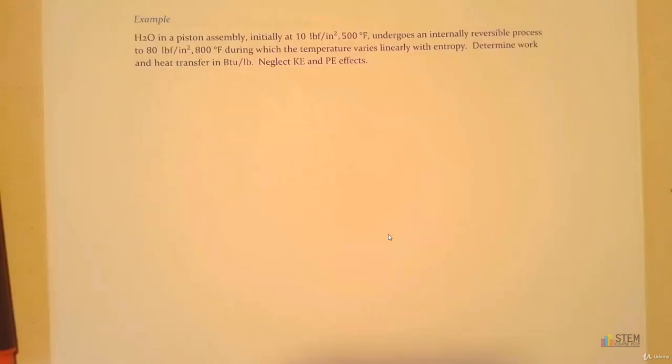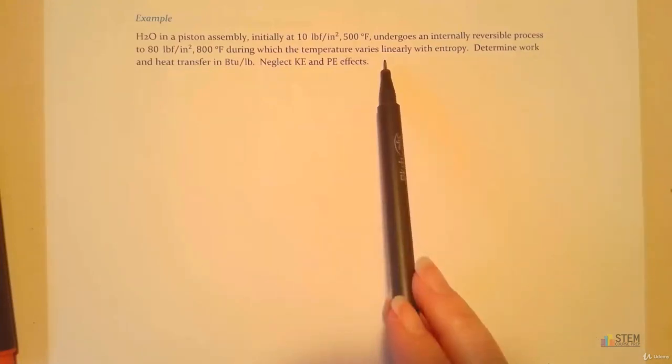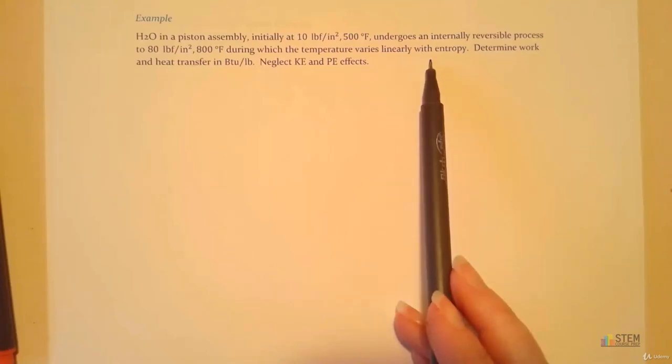We got another example here. For this one, we've got water in a piston cylinder assembly. Initially, the pressure is 10 psi. Our temperature is 500 degrees Fahrenheit. It's going to undergo an internally reversible process where we get a final pressure of 80 psi and temperature of 800 degrees Fahrenheit. And it tells us the temperature is going to vary linearly with entropy.